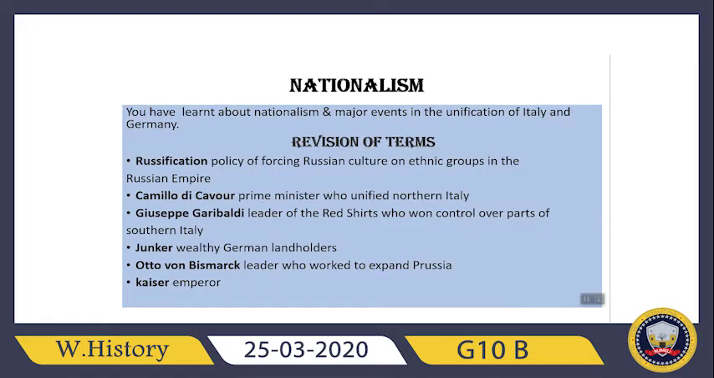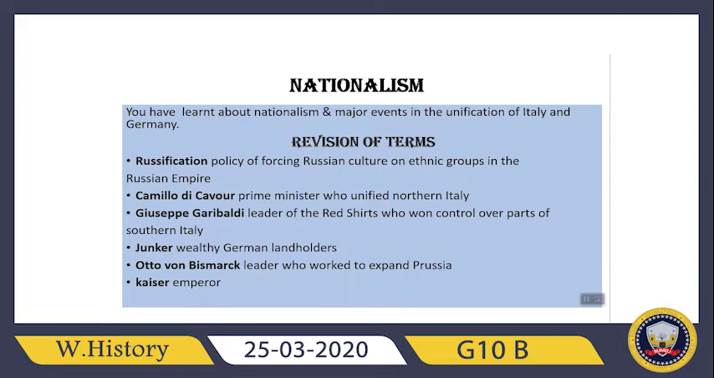Okay, the next lesson I chose is Nationalism. In this lesson you have learned about nationalism and the major events in the unification of Italy and Germany. All of these topics were discussed in detail in this lesson. A few of the terms: Russification. What is Russification? It is a policy of forcing Russian culture on ethnic groups in the Russian Empire.